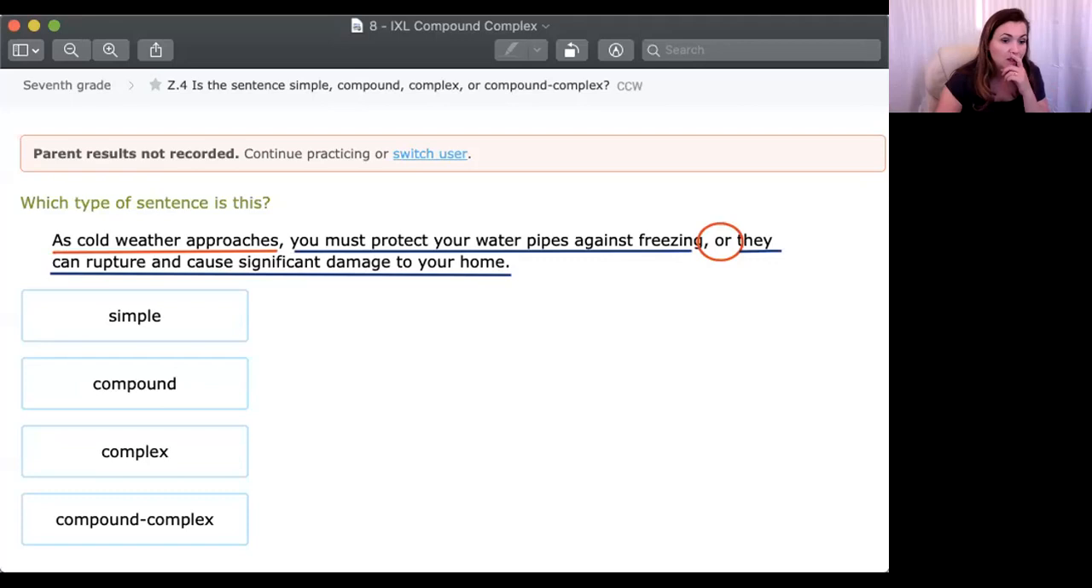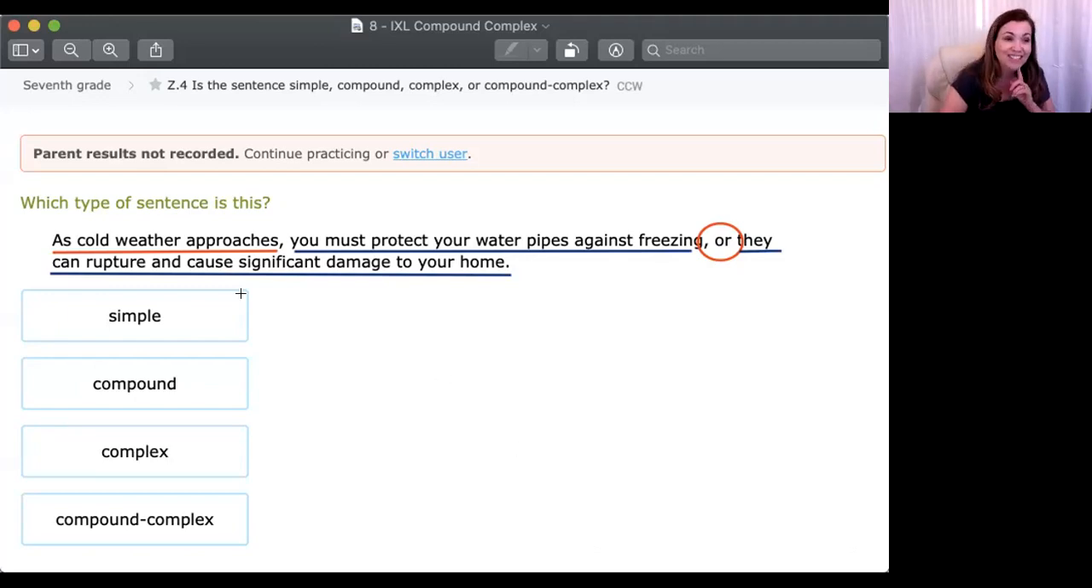Okay. Oh, wait, hold on, I've got to share. All right, so let's look at this one. I'm going to tell you right off the bat, this is a compound complex sentence structure. So look at those notes and let's see if we can determine which pattern we are using.